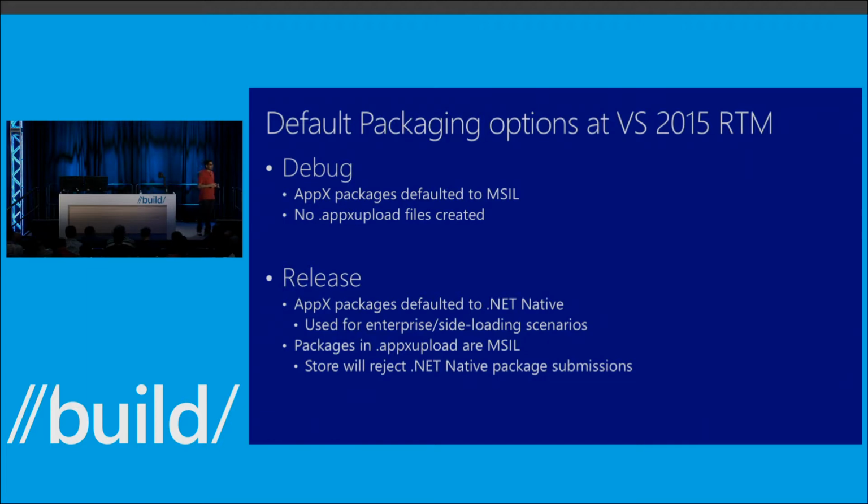Release is where the interesting bits happen. When you build a release .NET Native package using our packaging wizard, we will actually generate both appxes. We'll generate a .NET Native appx and an MSIL appx. The reason we do both is we think enterprise sideloading is a common scenario.